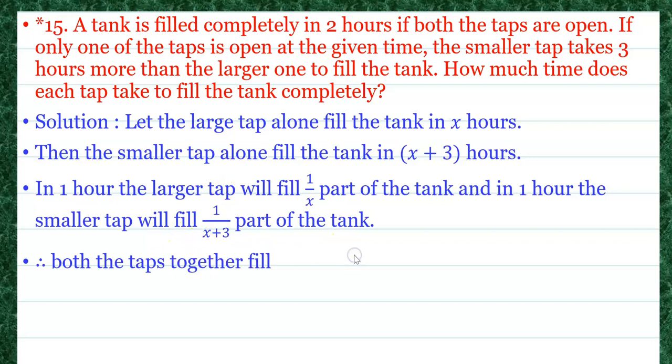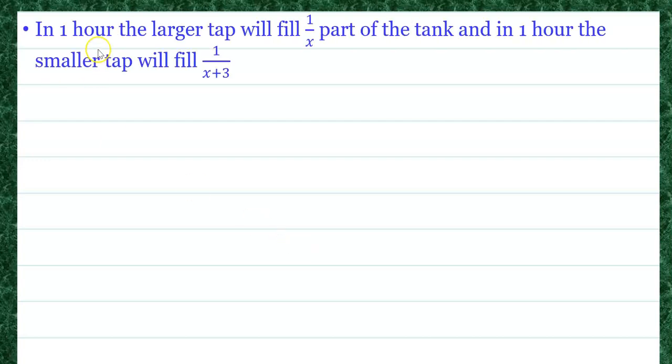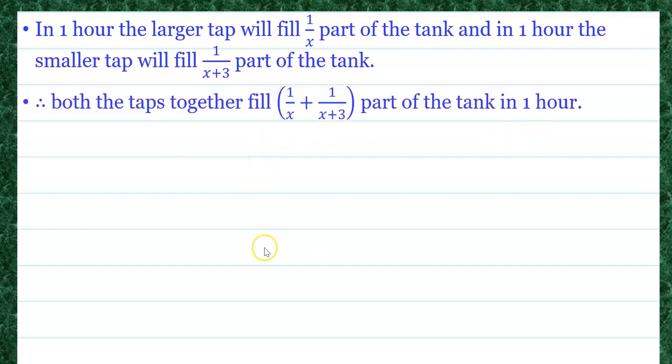Both the taps together fill, if we start filling with both at the same time, how much in one hour? That is 1 upon x plus 1 upon x plus 3 part of the tank in 1 hour, if both are open. Now this is important. In 1 hour the larger tap will fill 1 upon x, and the smaller one, I'm repeating here, I'm repeating that, both, see, in one hour.